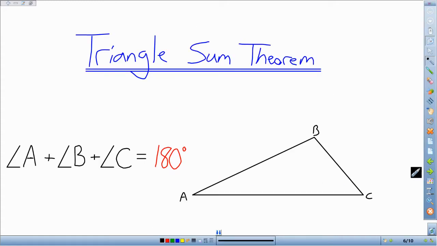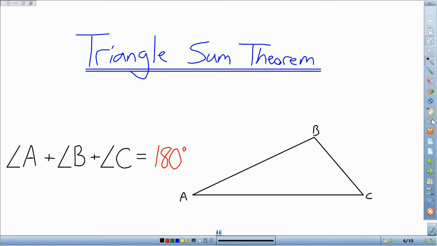Okay, so the next thing I want you guys to get down is this thing called the triangle sum theorem. Copy this. This is an important one. So here's basically what it's saying. Angle A plus angle B plus angle C equals 180 degrees. There's that number again. Well, we see it all the time in this class.